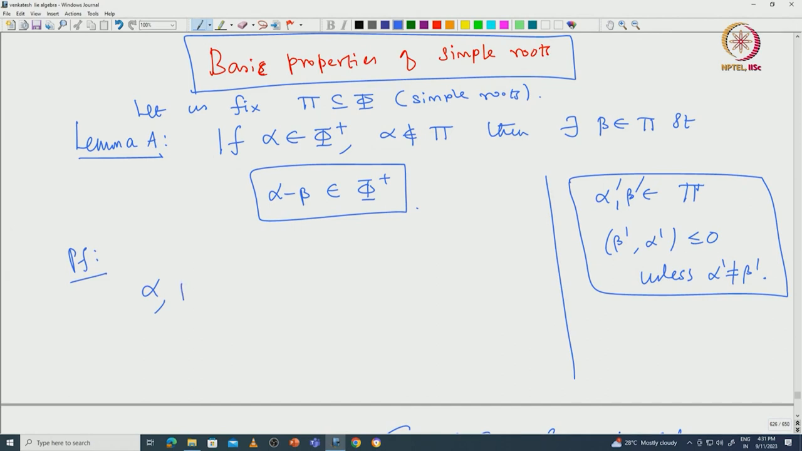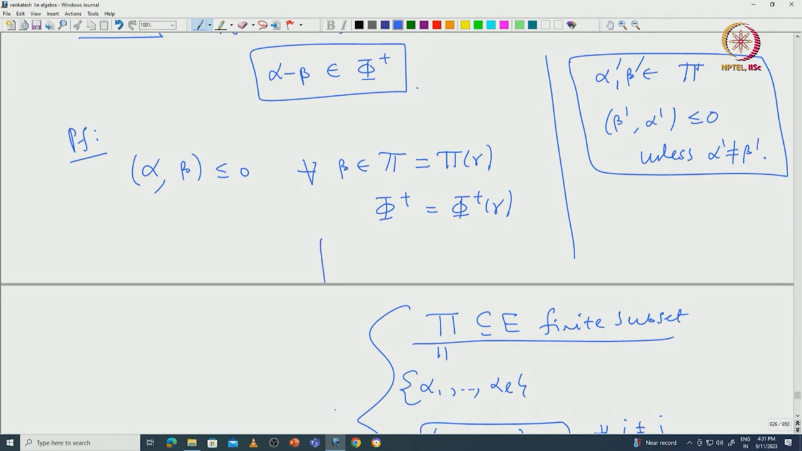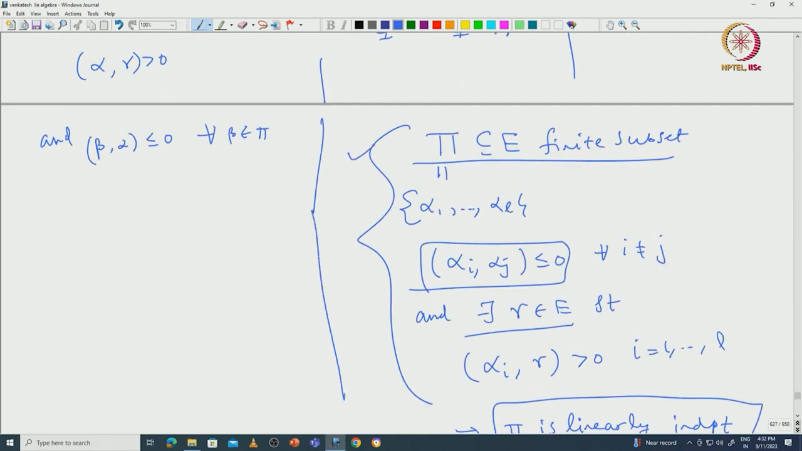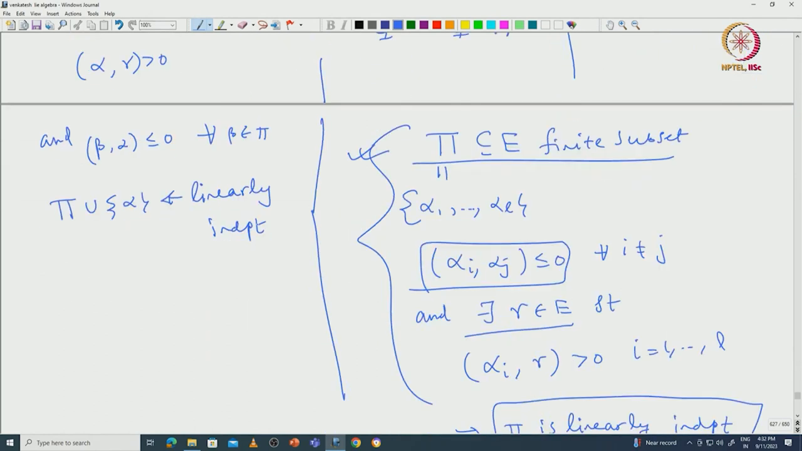Assume that α has inner product with β less than or equal to 0 for all β inside Π. Then what happens? You can identify Π with Π(γ). There is a regular element γ such that Π equals Π(γ), and in particular Φ⁺ becomes equal to Φ⁺(γ). Then (α, γ) is positive, and we also have (β, α) less than or equal to 0 for all β in Π. Now, using the observation we have on the side, we see that Π union α becomes linearly independent. That is absurd because Π is already the base of E. So, that is the contradiction.